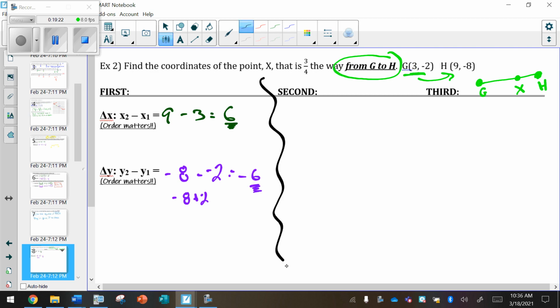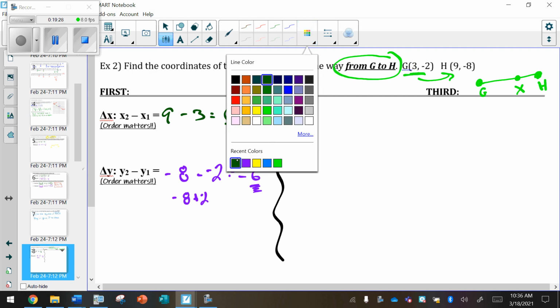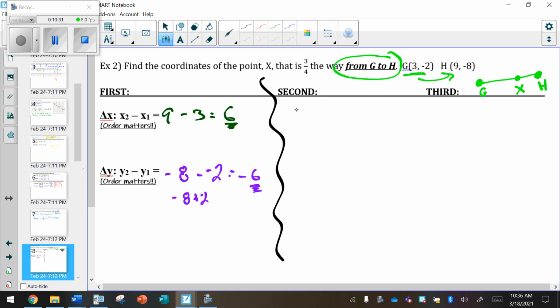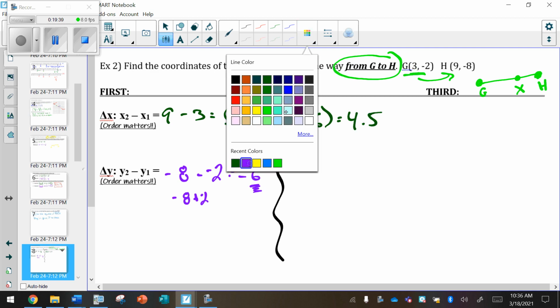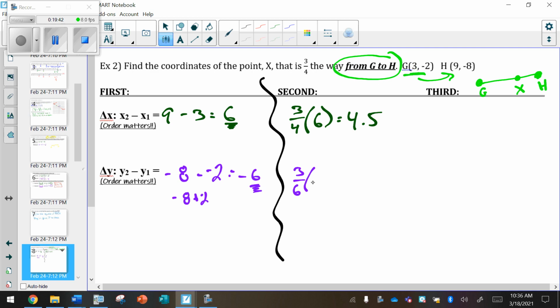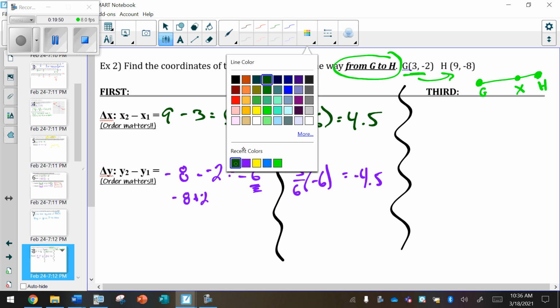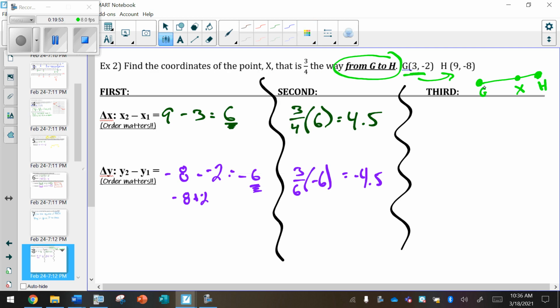Second step, we are going to apply our scale factor to each of those numbers. So our scale factor was 3/4 of the distance. So I need to go 3/4 of the 6 units, which is 4.5 spaces. And then I have to go 3/4 of the -6 units for the y distance, which is -4.5 spaces. Now I just need to apply those distances to point G so I can figure out 3/4 of the way towards X. 6 is the distance horizontally from G to H. 3/4 of that distance is 4.5 spaces.